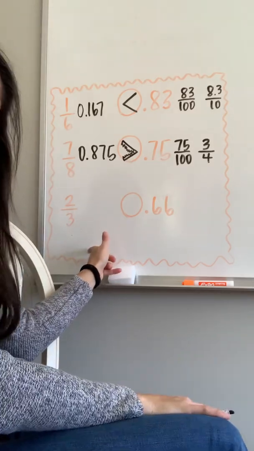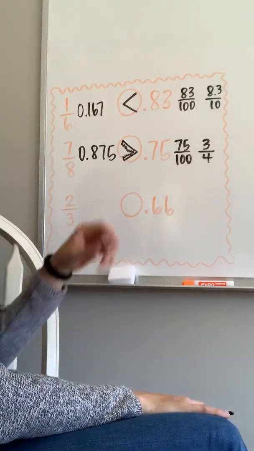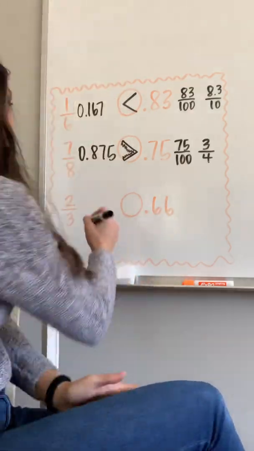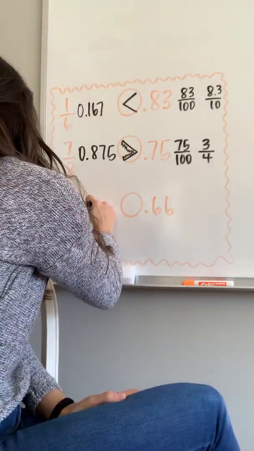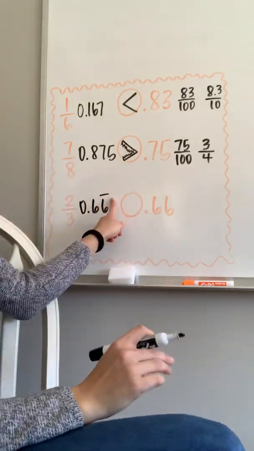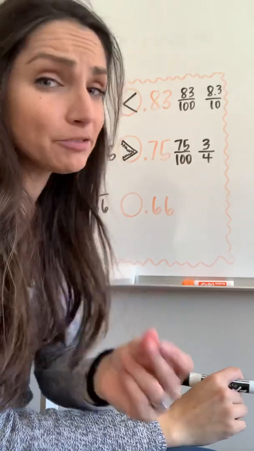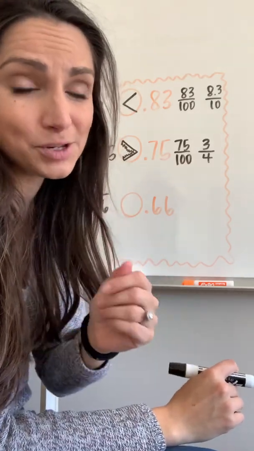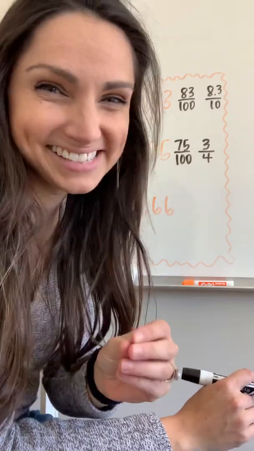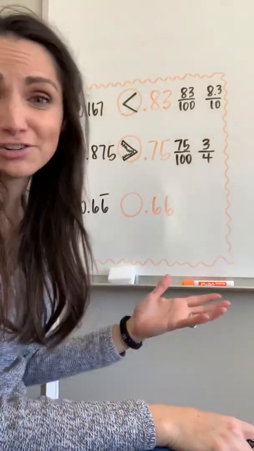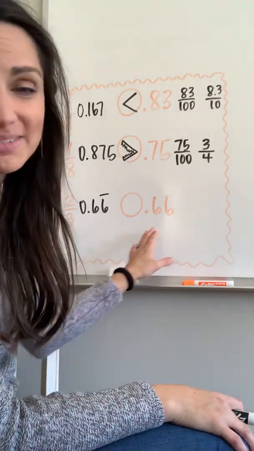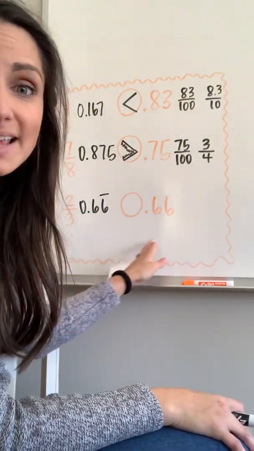Okay, let's try another one. I have 2/3 compared to 0.66. So grab your calculator. 2 divided by 3 equals 0.66 with a repeating bar. This line on top means that the number repeats. So it's 0.666666 and so on. This bar means that it's going to repeat. So now we have 0.66 and we're comparing. Hey, now look at that. We don't even have to do any comparing because we have the same value.